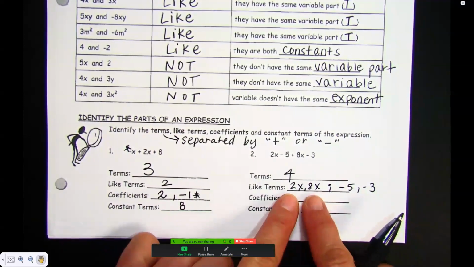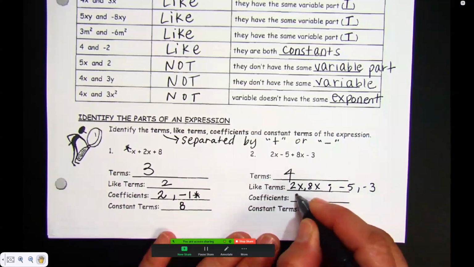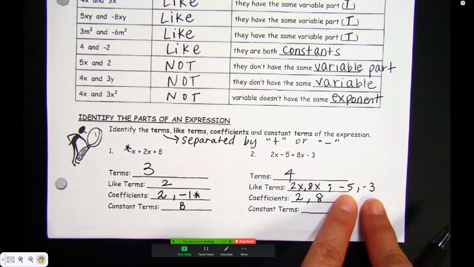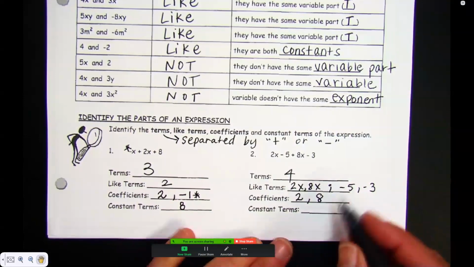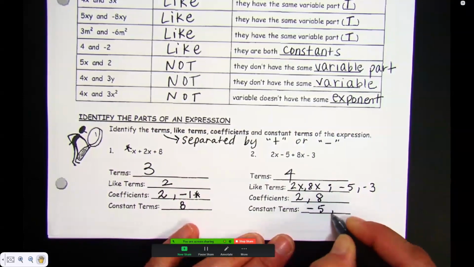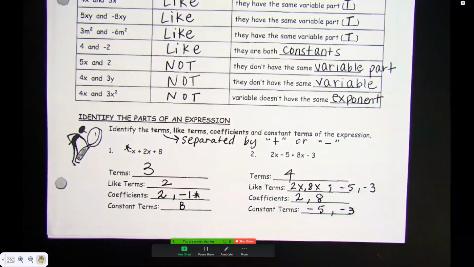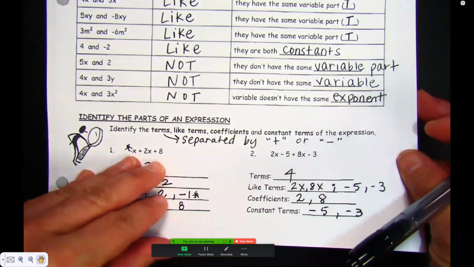So again, I have 2 coefficients right here. The coefficients are just the 2 and the 8, because that's what's in front of the letter x. And then my constants are right here. It's that second set that I listed of like terms. So just a -5 and a -3. So that's identifying all the parts of an expression.